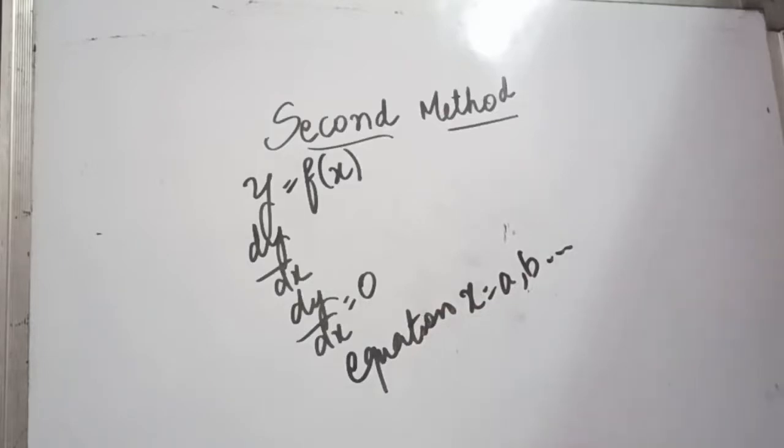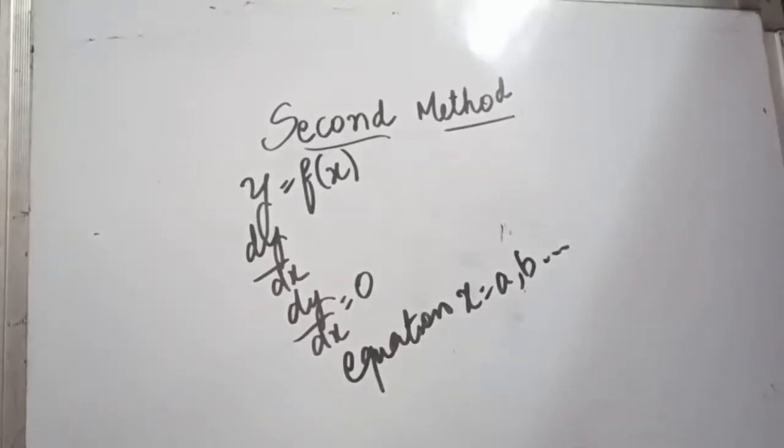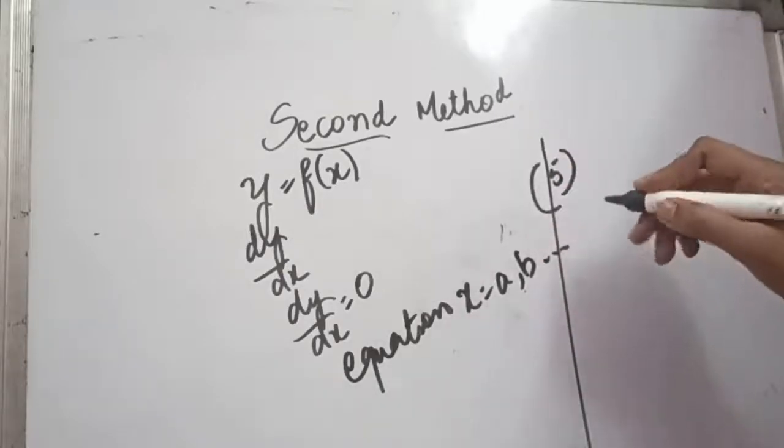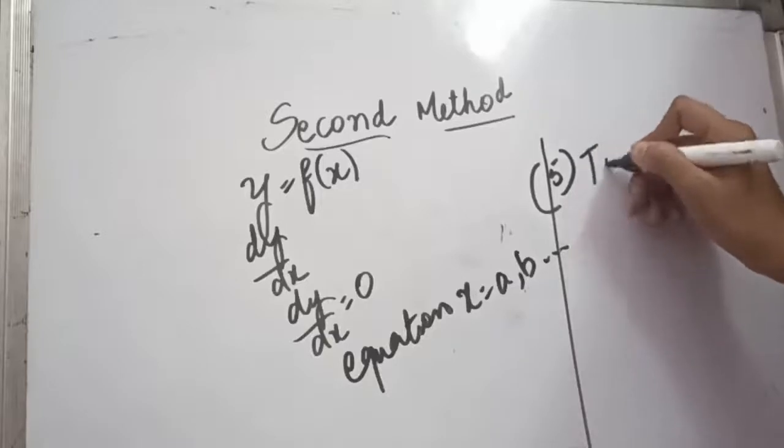Now after that, if you would have seen in the previous method, we calculated the second derivative. But in this method, we will not calculate the second derivative. So generally this method is applied when it is difficult to calculate the second derivative. There you can go ahead with the second method. So here our next step, that is step number 5, is that you have to test the values.